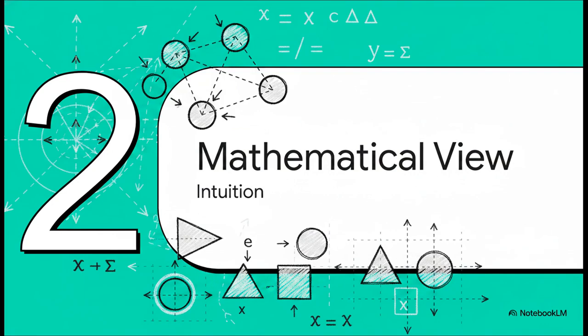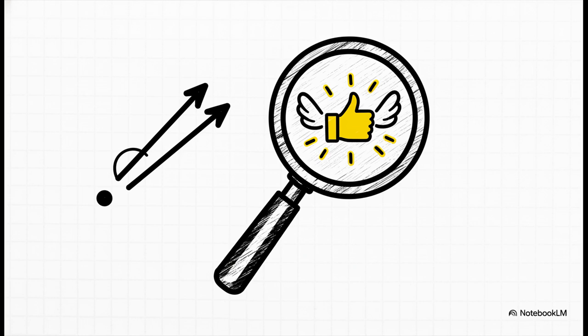Moving on to part 2, the math behind semantic search. Now, obviously, there isn't an actual physical map inside your computer. It's all just math. So how does the AI actually calculate how close two concepts are? Well, it uses something called cosine similarity. Now, don't let the formula intimidate you. The intuition here is actually beautifully simple.